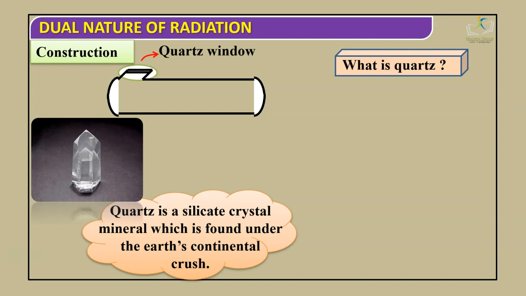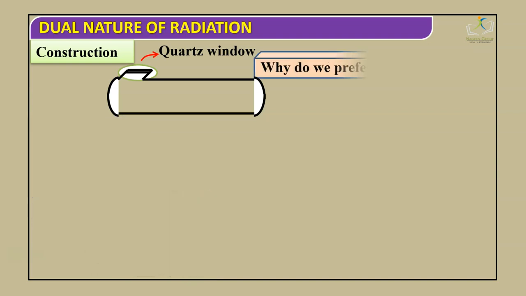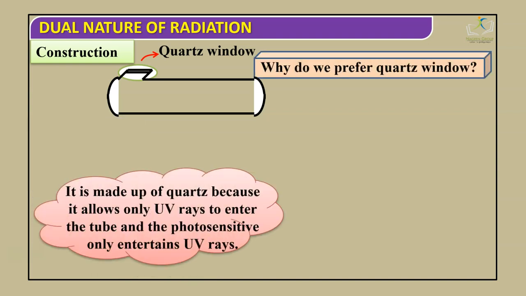What is the meaning of quartz? Quartz is a silicate crystal mineral which is found in the earth's continental crust. Why do we prefer a quartz window? It is made of quartz because it allows only UV rays to enter the tube, and the photosensitive plate only entertains UV rays. So I think you understood, students, why we are using quartz.